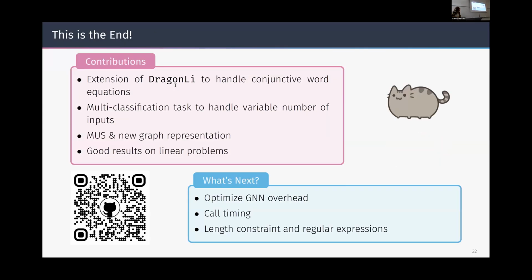So finally, in this work, we extend Dragonly to handle conjunctive word equations, in particular with a multi-classification task to handle a variable number of inputs. We use NUS and a new graph representation to do so, and it provides good results on linear problems. And now we would like to optimize the GNN overhead. Maybe we can think about the call timing, so when to call the GNN, maybe more than once, maybe once every 10 iterations. And we would also like to add something like length constraints or regular expressions.